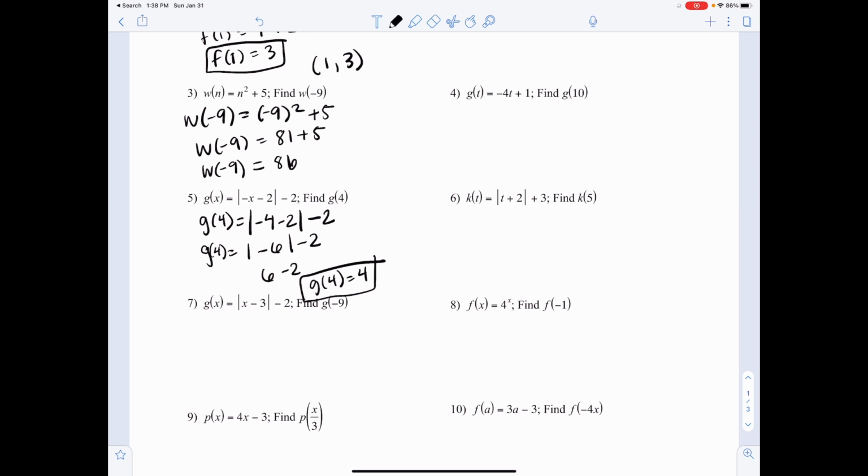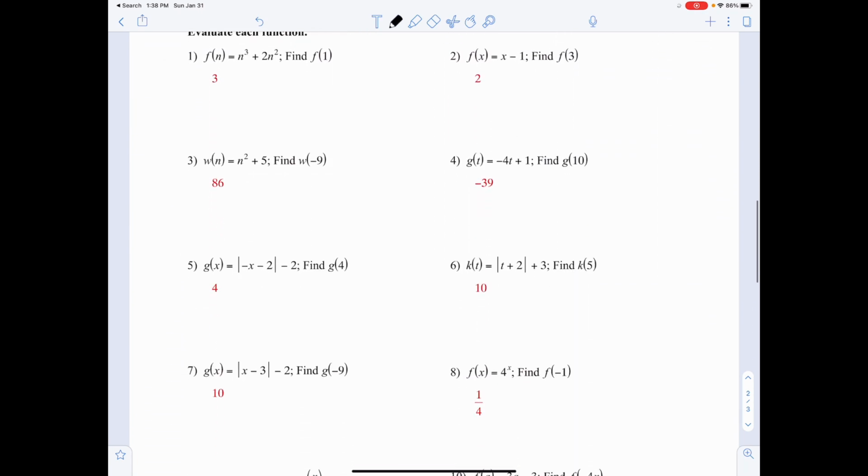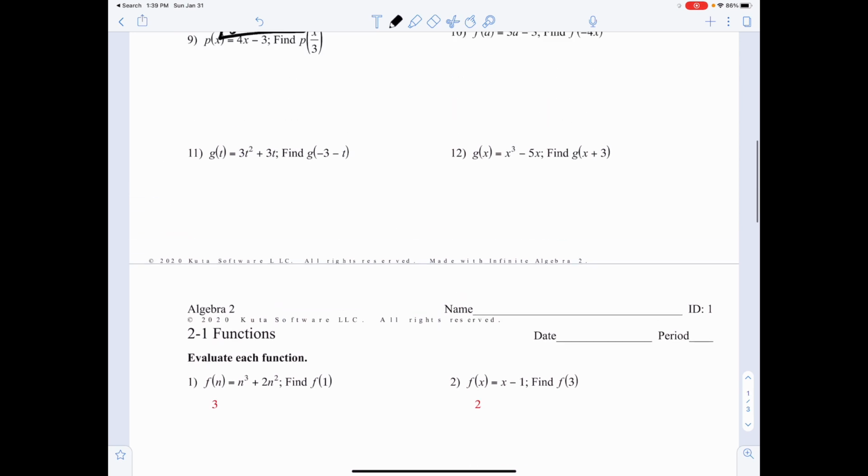Okay, and then we'll just do another absolute value right here. G at -9. Plug in that -9. So the absolute value of -12 is positive 12. So when you plug in -9, you get a function value of 12. Okay, let's go check those two answers, 6 and 12. Yes, okay, we're doing good.